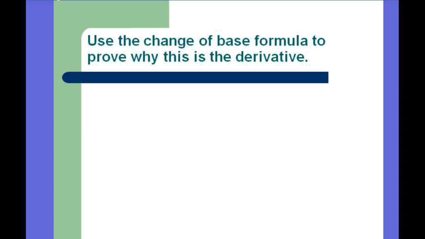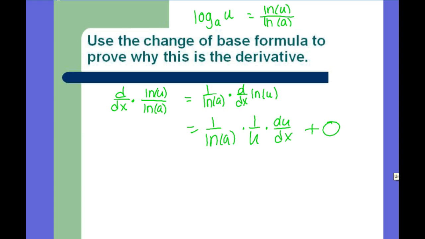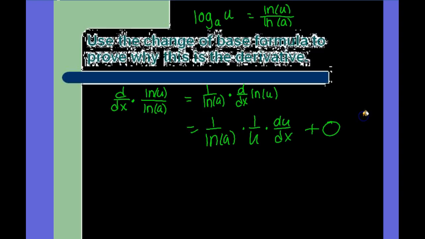Can you go back to that? I'll just write it on here, or I'll just undo my deleting. There you go: ln x over ln a. So it's ln u over ln a, and that becomes 1 over ln a times the derivative of ln u, which is 1 over ln a times 1 over u du dx. That's the base formula.